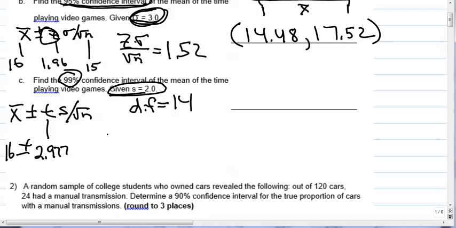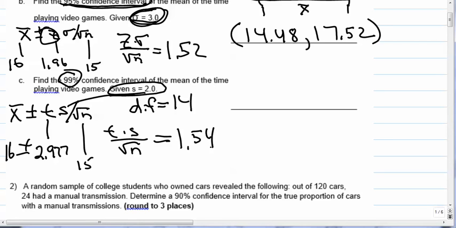And n is equal to 15. And so therefore, I'm going to calculate t times s divided by the square root of n. Again, I'll just mention n is equal to 15 here. And then s came from the problem, right? 2.0. If you do the math, you will get this here is equal to 1.54. Okay, rounded to 2 places. And so therefore, for the confidence interval, I will be adding 1.54 to 16, and I will be subtracting 1.54 from 16.